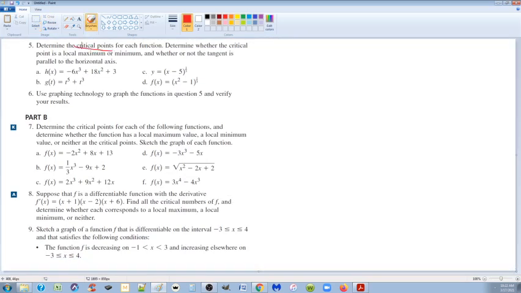So they want the critical points, max or min, parallel to the horizontal axis. Well, the horizontal axis also has a slope of 0. It's y is equal to 0. So, yes, of course it will be.